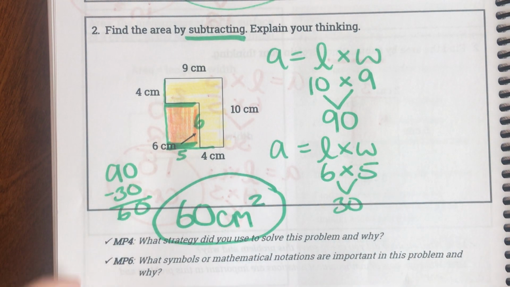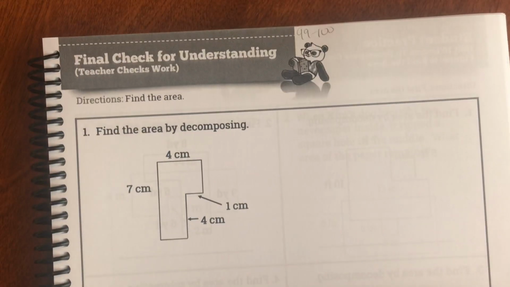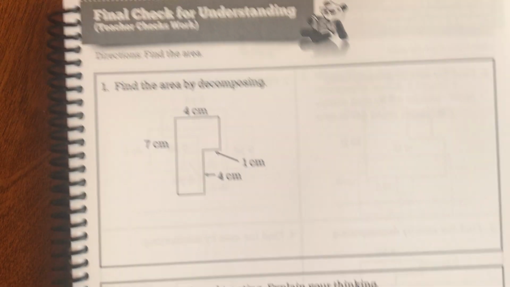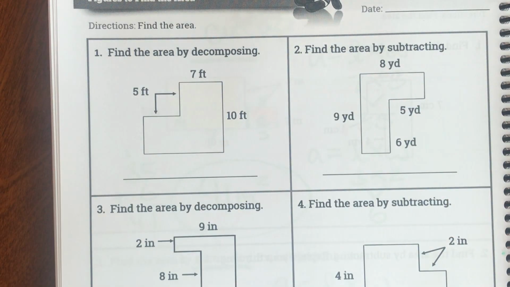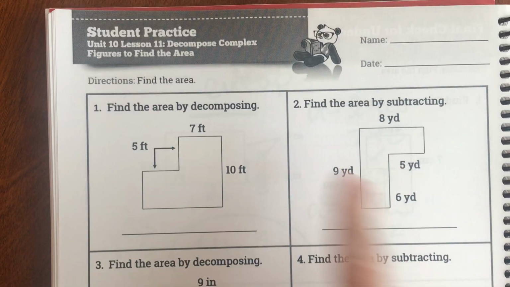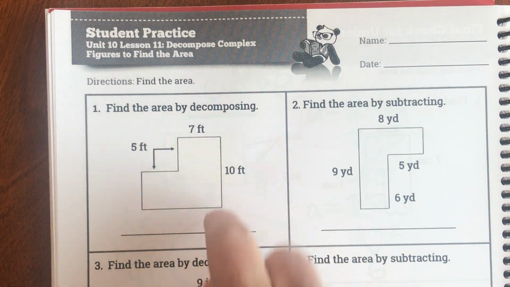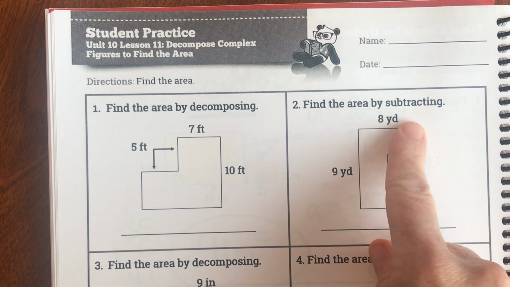Okay, ladies and gentlemen, in your books today, I want you to work on page 99, which is 2 more problems, and then turn the page. And I want you to also try 100, which is 6 more problems. Pay close attention if they want you to decompose, which means to break it into squares, or subtract.